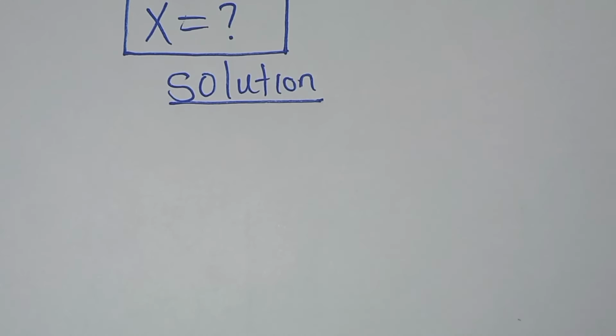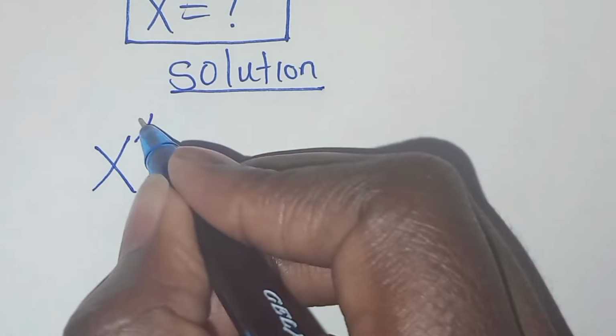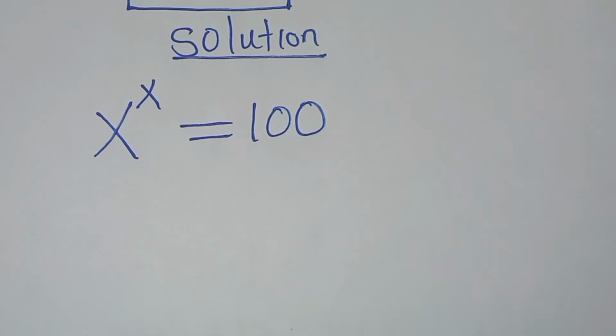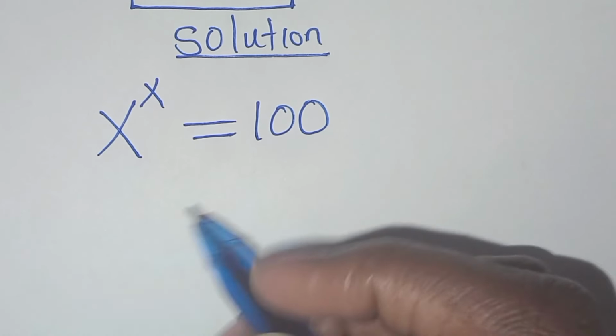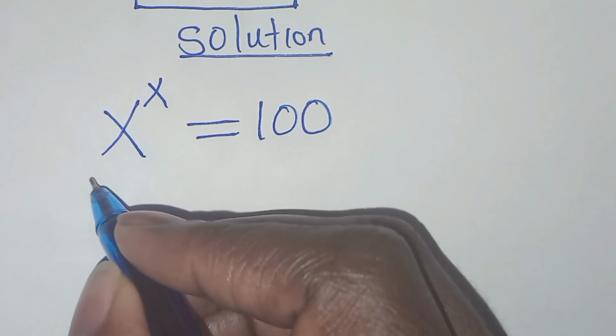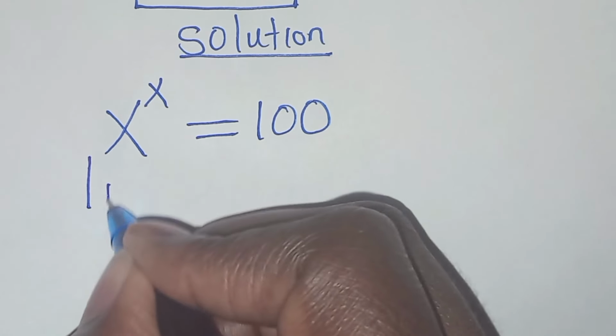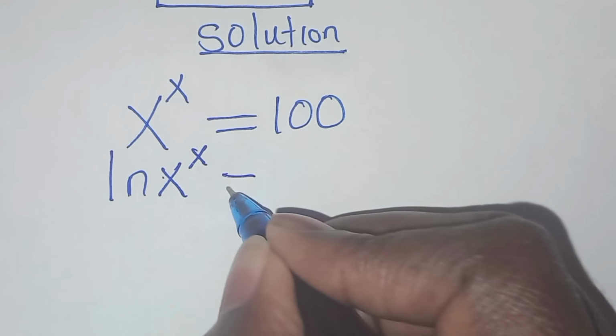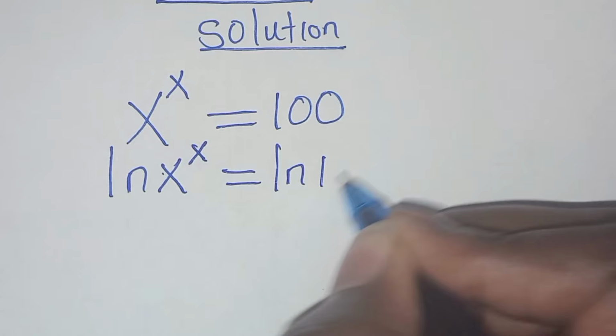Now, we have x to the power of x equal to 100. To solve for x here, we introduce natural logarithm on both sides, such that here we have ln of x to the power of x equal to ln of 100.